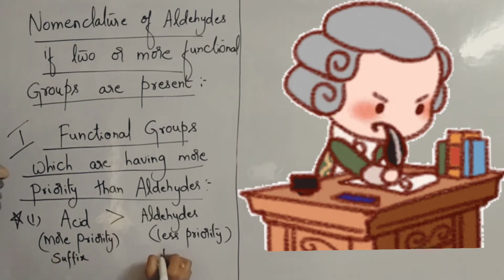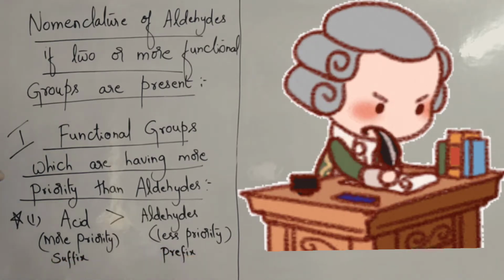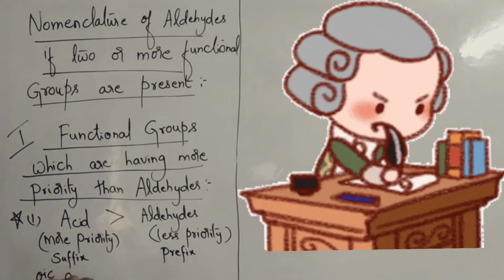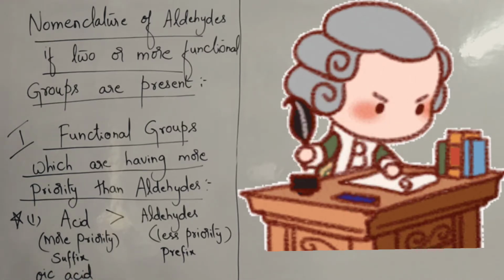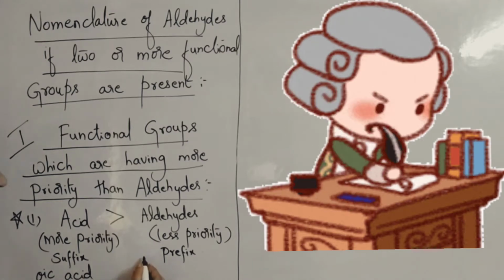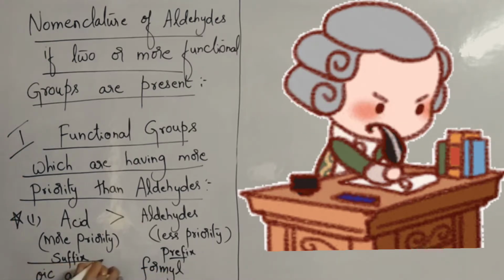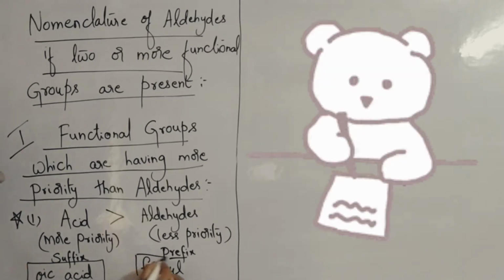Okay, and in such case you have to give prefix for aldehydes. So suffix for acids is what? Oic acid. So the main compound is acidic. Oic acid is the suffix which has to be given for acids, whereas for aldehydes you have to give prefix. So prefix for aldehydes is always what? Formyl. Please remember the words. Oic acid is to be given for acids and formyl is the word used as prefix for aldehydes. So acids are more priority than aldehydes.